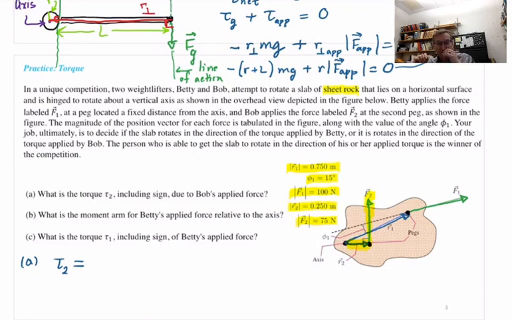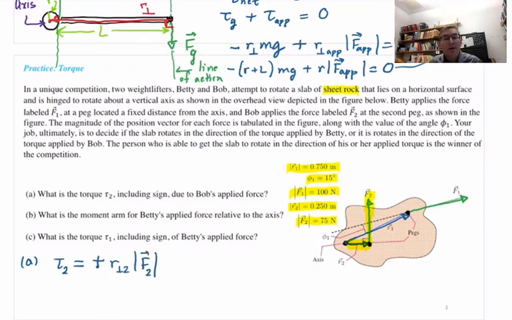First ask yourself, which way would the sheetrock slab rotate given that force F2 applied at that point there? Completely ignore F1. I think it's pretty clear, given the axis and given F2, that F2 would cause counterclockwise rotation. So the torque tau 2 is positive. And we have to take the moment arm, R perp 2, times the magnitude of F2.